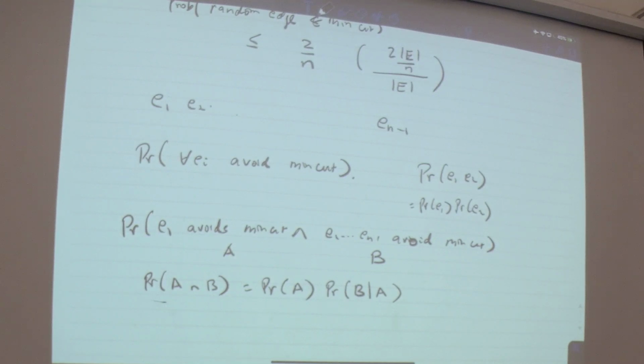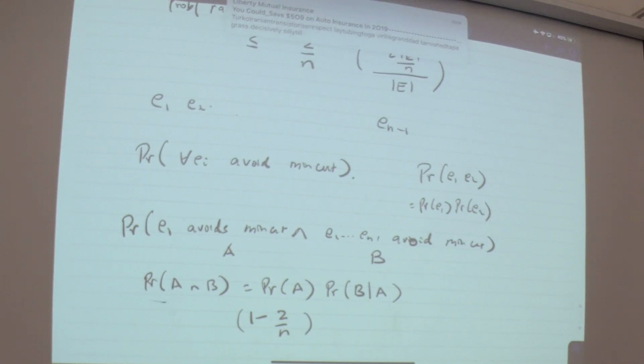Which is good because this we just showed is 1 minus 2 over n, the probability that the first one you pick avoids the min cut. And then now we can reason about what happens to the rest of the selections given that this just happened. Given that I was able to avoid the min cut in the first step, it's a lot easier now to analyze what's going to happen. This is the same graph as before, but with one less vertex.